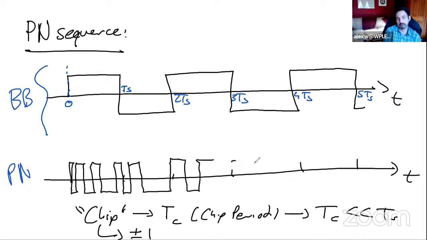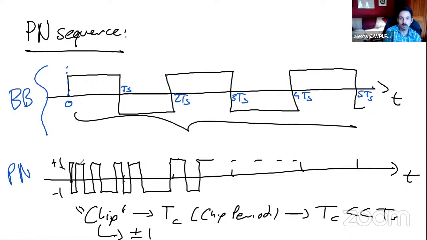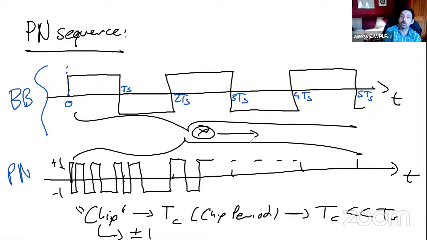And so on. So it's plus or minus one. And what do you do with that? You take your baseband signal, you take your PN sequence, and you multiply them together. What do you get? So this is, let's say, plus A, minus A. This is plus or minus one.